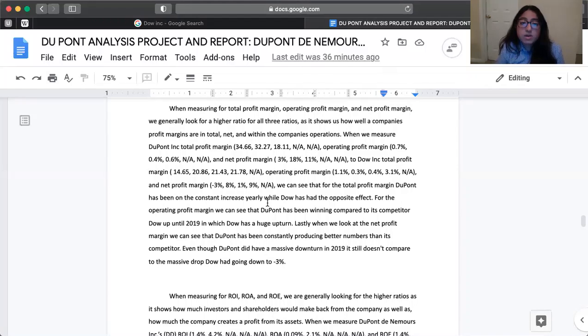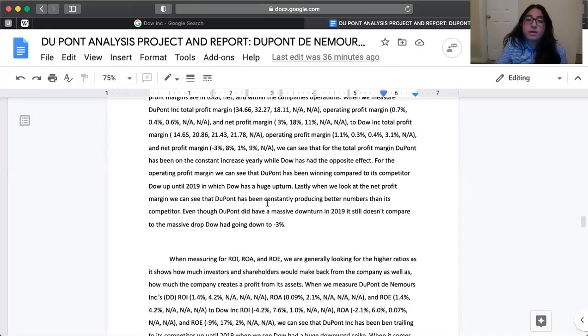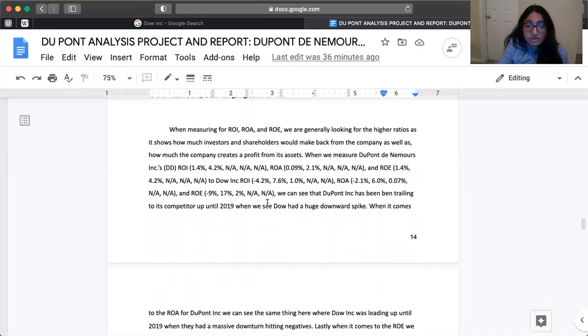For the operating profit margin, we see that DuPont has been winning compared to Dow until 2019, in which Dow has a huge upturn. Lastly, we look at the net profit margin where we see that DuPont has been consistently producing better numbers than Dow. Even though DuPont did have a massive downturn in 2019, it still does not compare to the massive drop that Dow had, down to -3%.